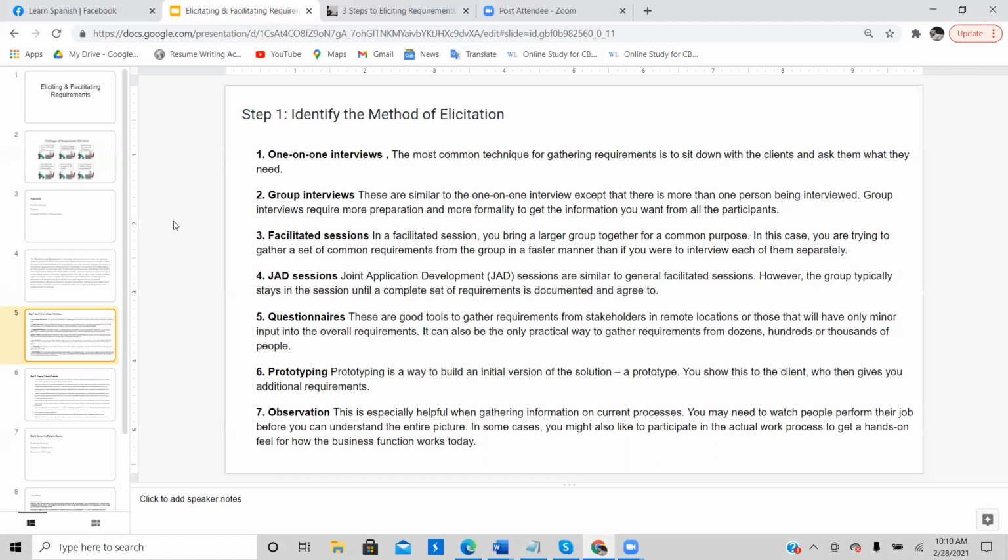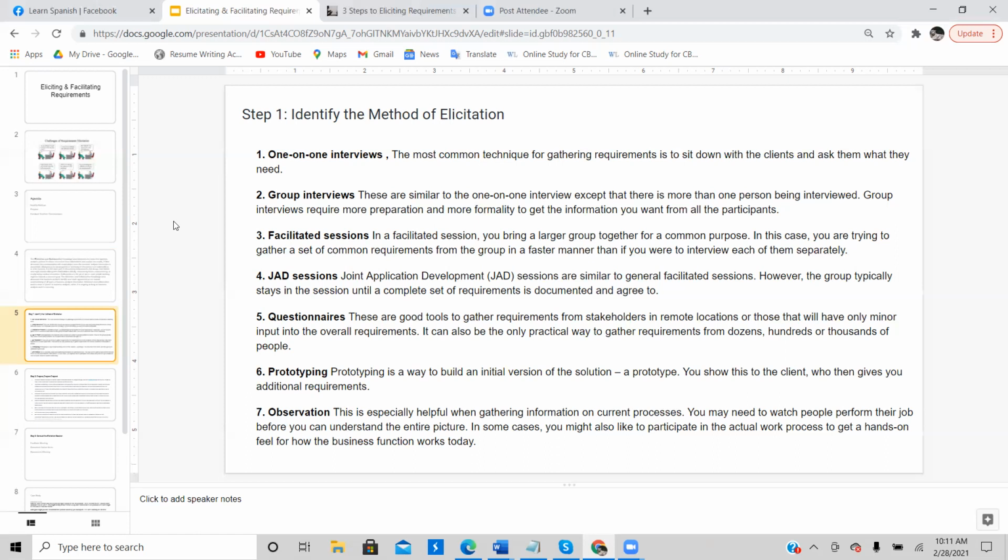Next is questionnaires. Questionnaires are questions that can be sent ahead of the session, like a survey. People use them ahead of sessions, which could be one-on-one interviews or group sessions. You could use these techniques in combination, but questionnaires are typically sent ahead of time and then used as part of your interview session.